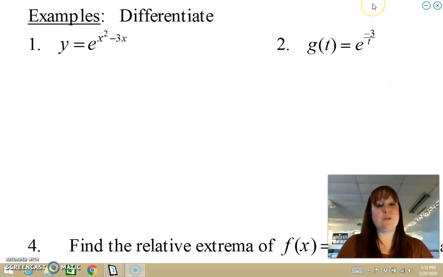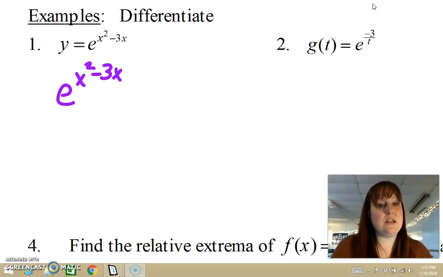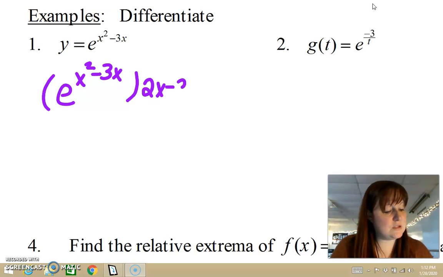So the derivative of the outside function is just e to the x squared minus 3x, right? Since the derivative of e to the x is just whatever it is, it stays the same. And then we just have to multiply this by the derivative of the inside function, which is 2x minus 3. Okay? Let's take a look at the next one.